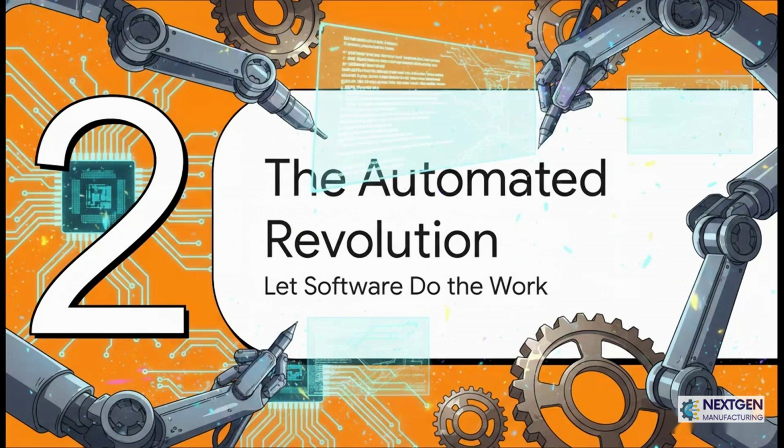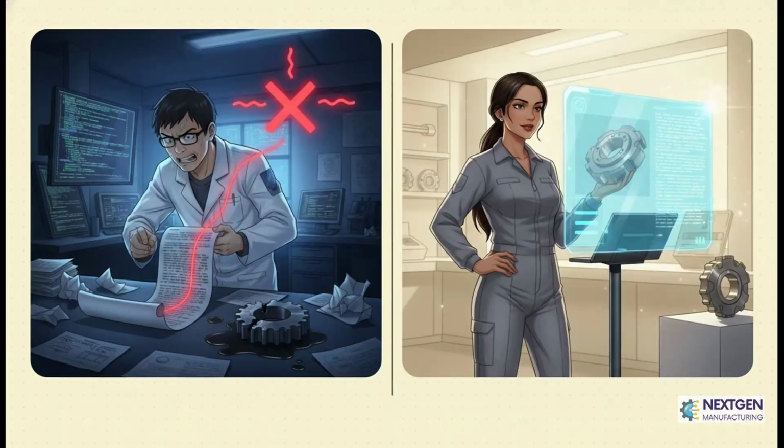And, well, for super simple things, maybe. But for everything else, nope, because we've entered the age of the automated revolution. Look, coding this stuff manually gives you total control, sure, but it is painfully slow. And it's so easy to make a mistake.